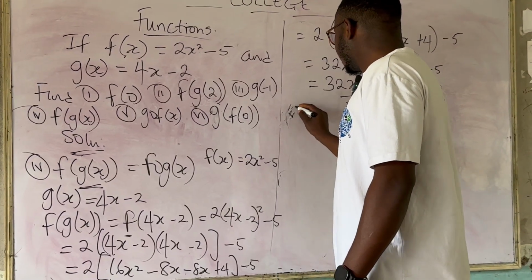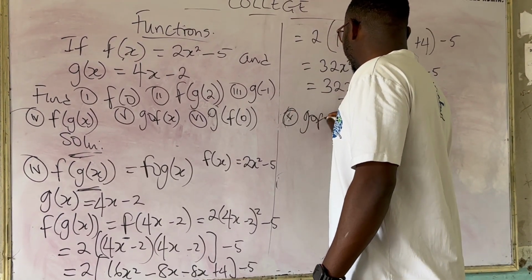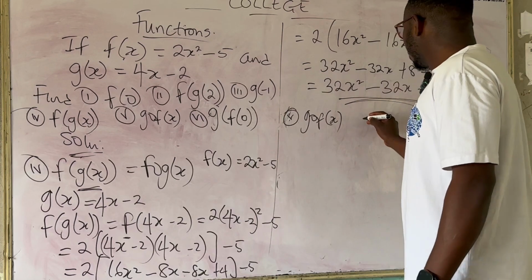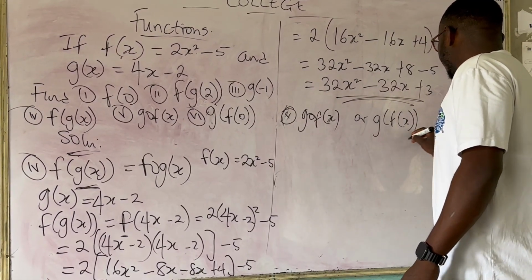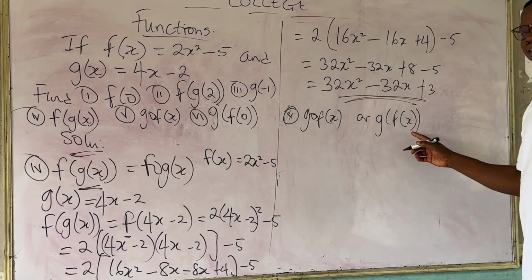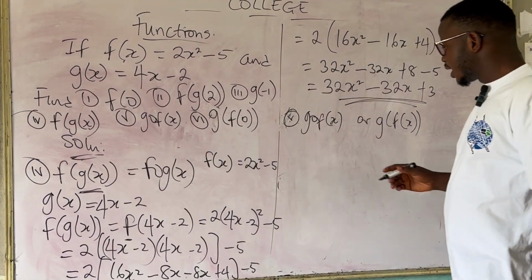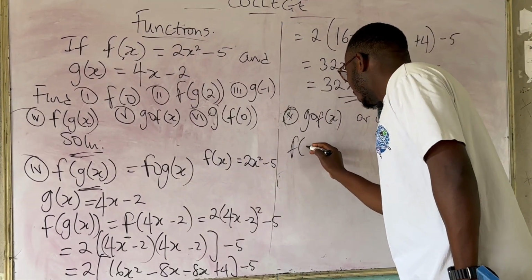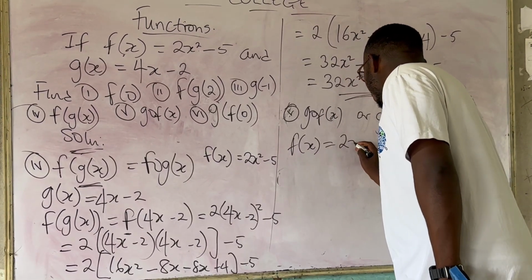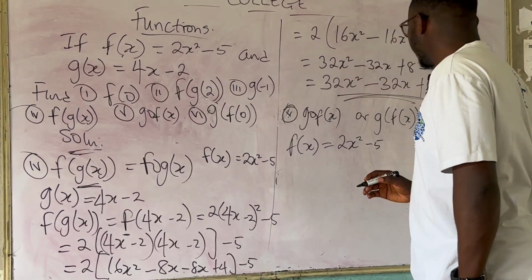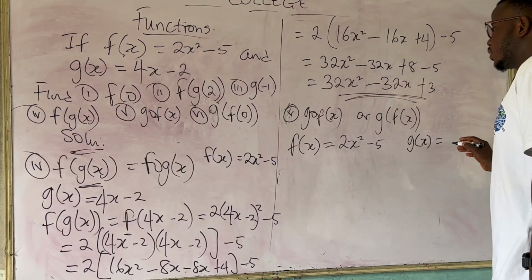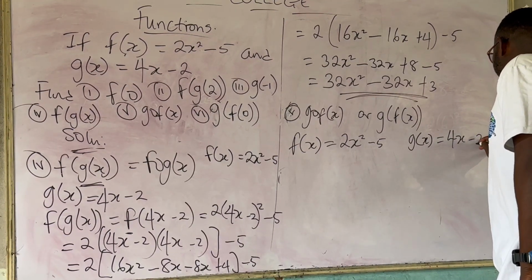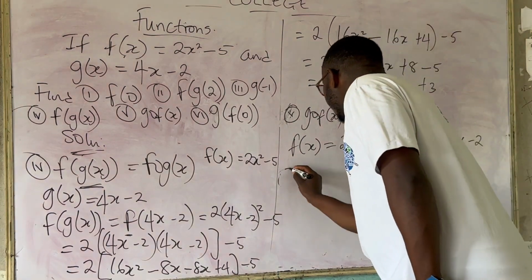so question 5, we have g of x, which can also be written as g f of x. So what we have inside the bracket here is f of x, and recall that the value of f of x is equal to 2x squared minus 5 from the question, and g of x is equal to 4x minus 2. So now let's go to the question.